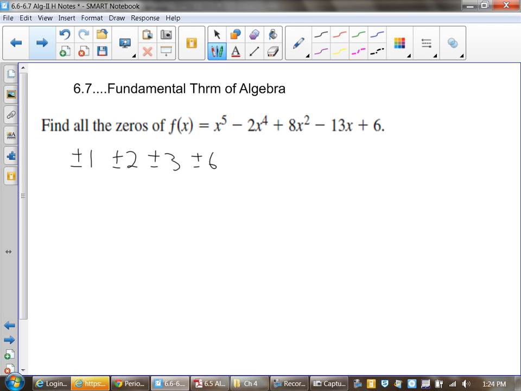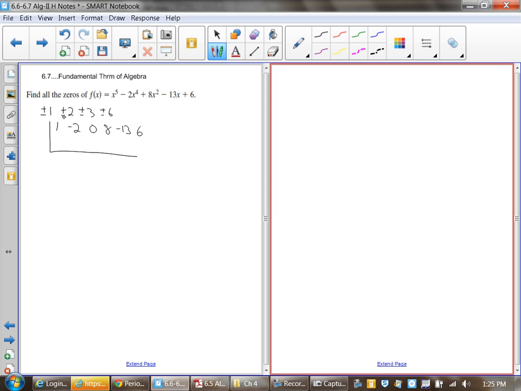If you notice, like she said, we're missing that x to the 3rd power. When I'm using synthetic division, what do I put there then? 0. Good. And so away we go. 1, negative 2, 0, 8, negative 13, and 6. And I'm going to do this the same like I just did on the page earlier, is show you guys that we're starting with the x to the 5th minus 2x to the 4th plus 8x squared minus 13x plus 6. And we're going to factor this all the way down to all of its parts.